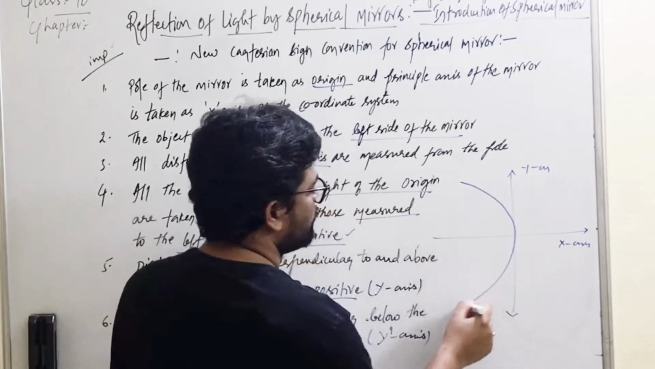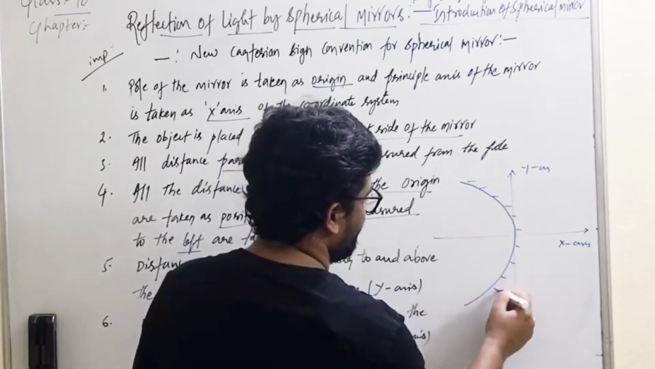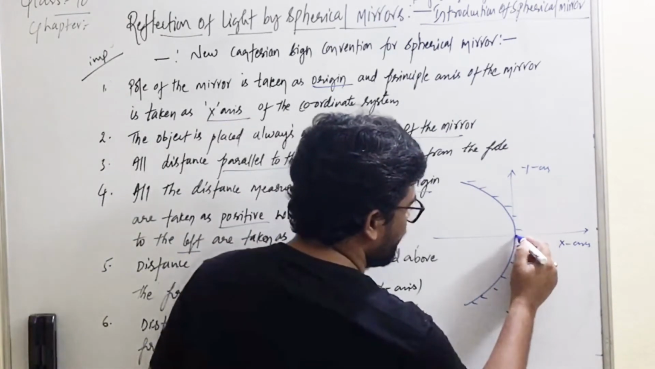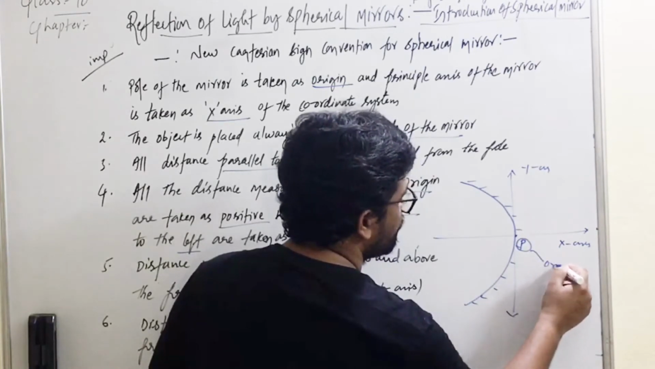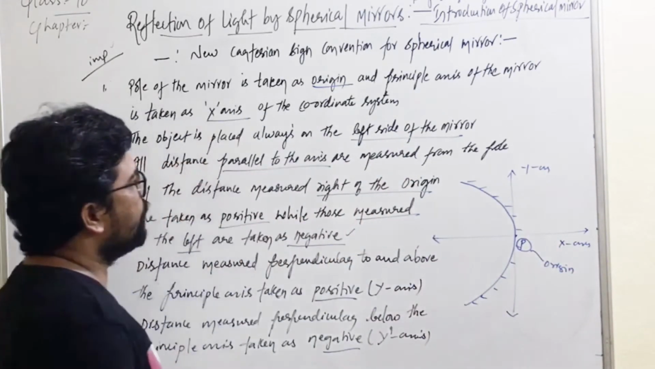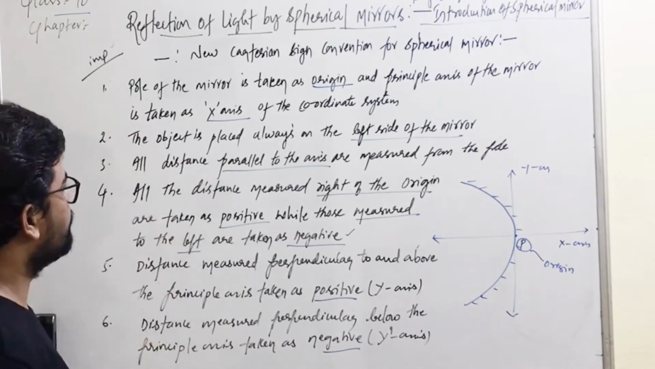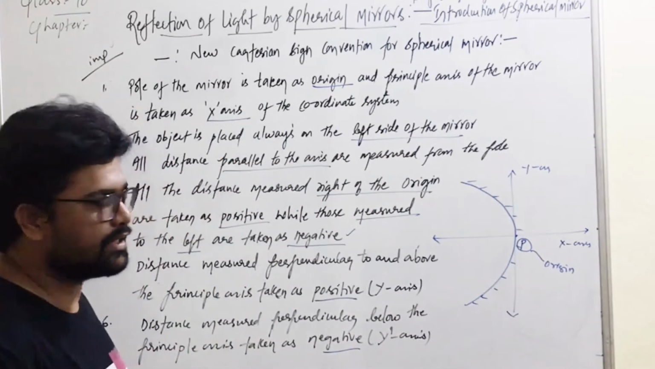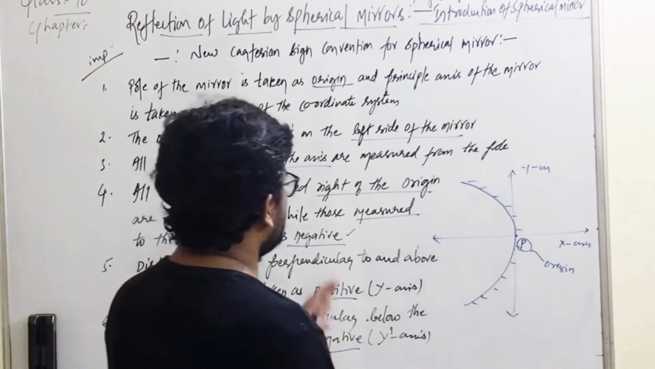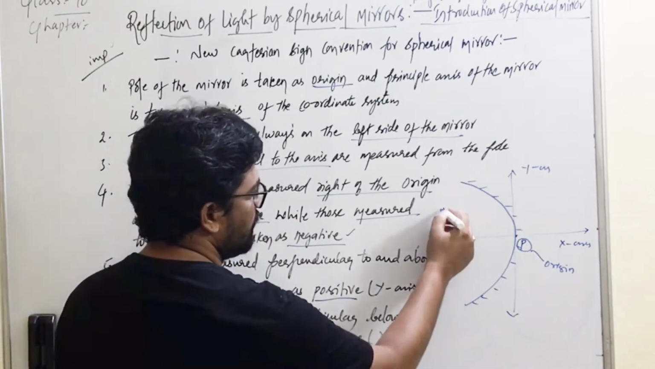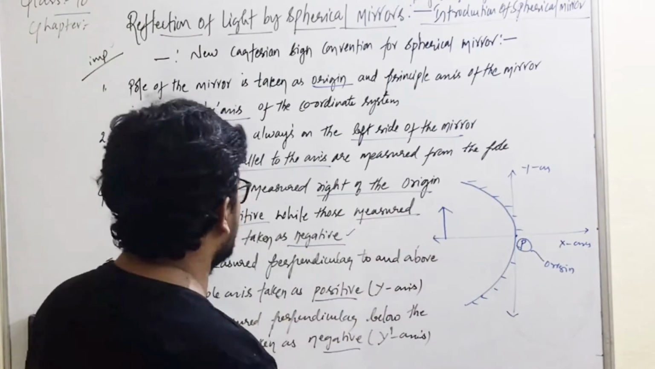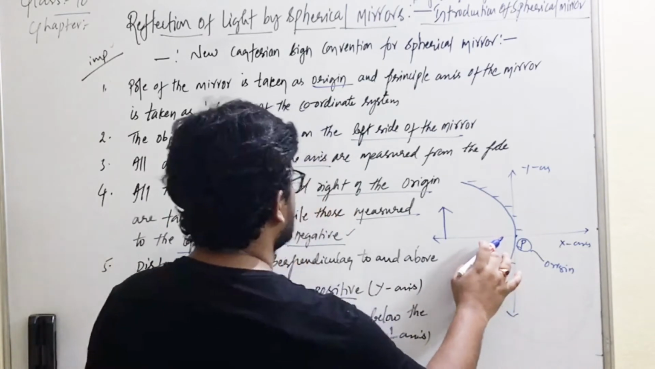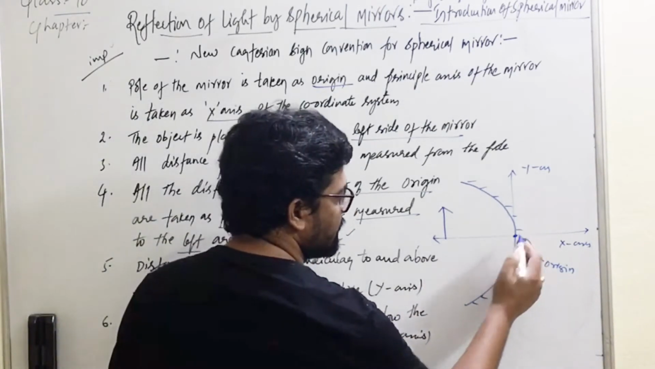Our mirror, I am taking it as a concave mirror. The first point says the pole of the mirror is taken as the origin. This is the pole of the mirror, and it is considered the origin. The principal axis is considered the x axis of the coordinate system. Second point: the object is always placed on the left side of the mirror, and all distances parallel to the principal axis are measured from the pole.